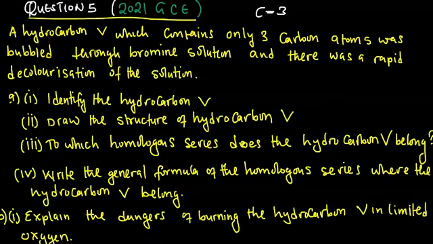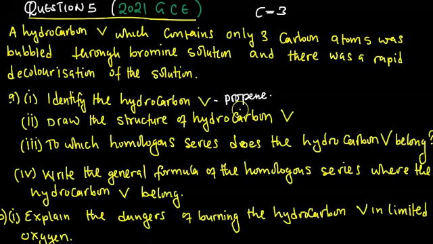So the first question is, identify the hydrocarbon V. So what is the hydrocarbon V? The hydrocarbon V is called propene. Then, draw the structure of hydrocarbon V. So in short, draw the structure of propene.